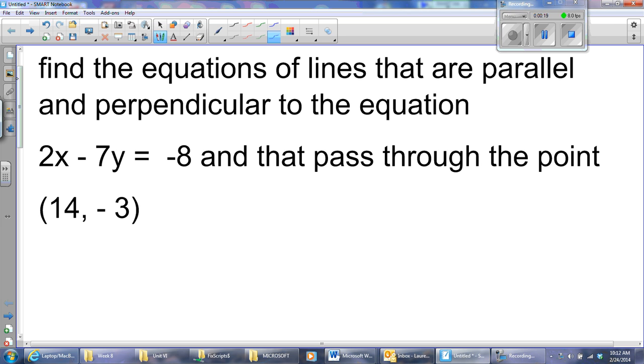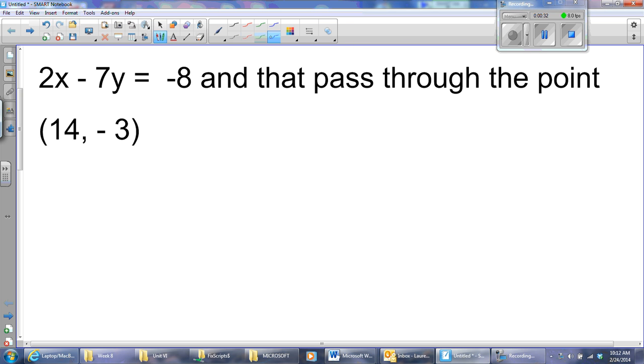So, let's see here. We need to find the equations of lines that are parallel and perpendicular to the equation 2x minus 7y equals negative 8, and it passed through the point (14, negative 3). So let's break it up into two sides. This will be our parallel side, right? And then over here we would do a perpendicular side.